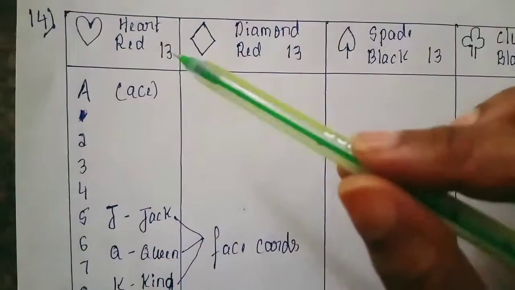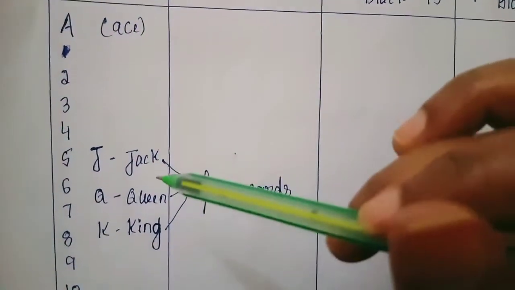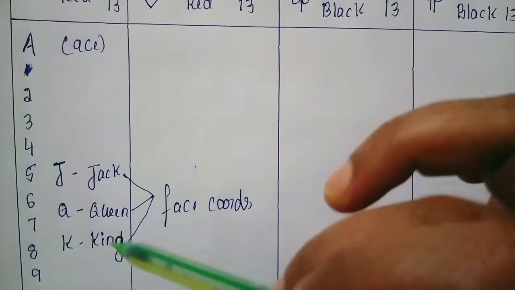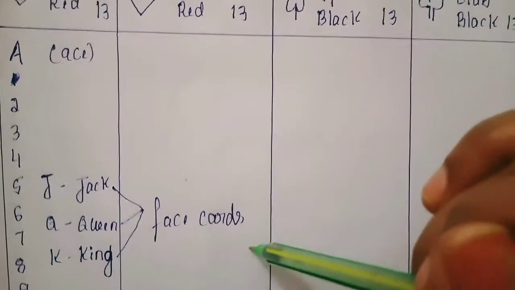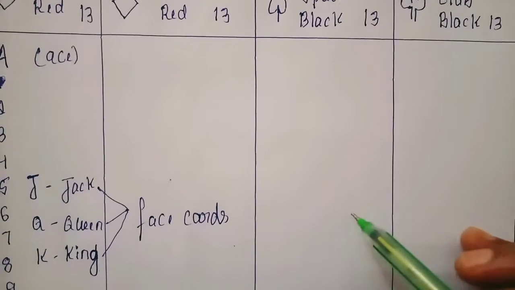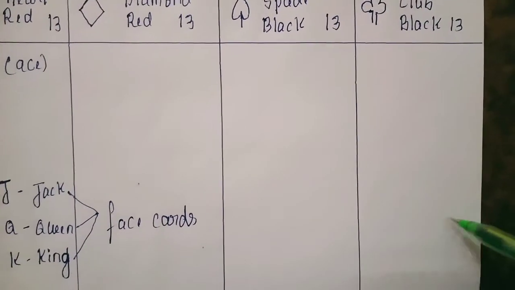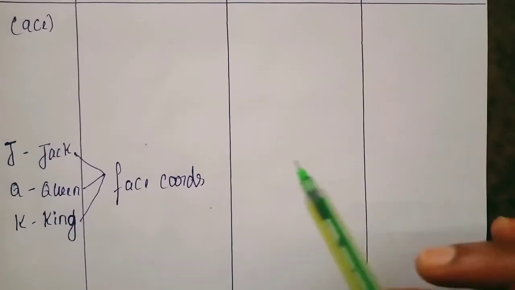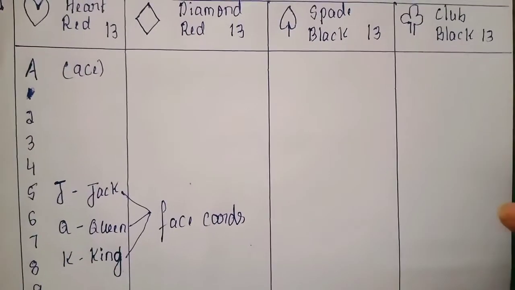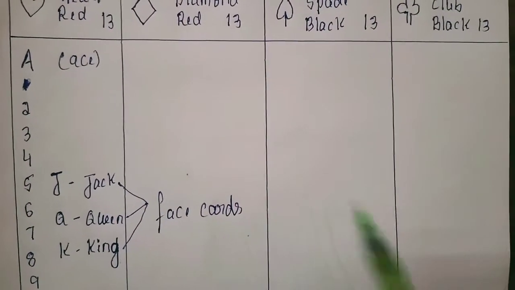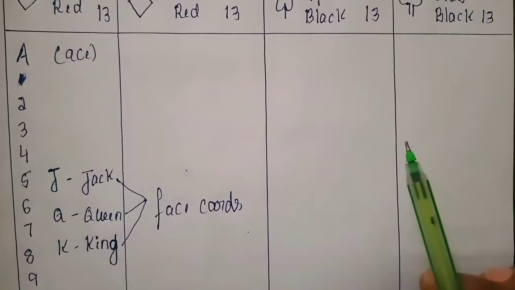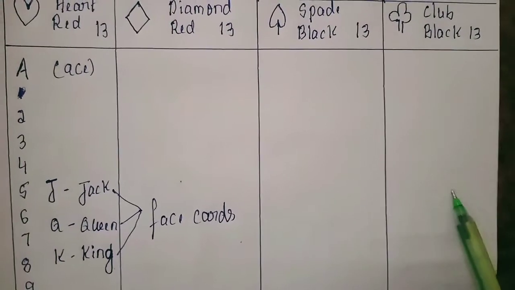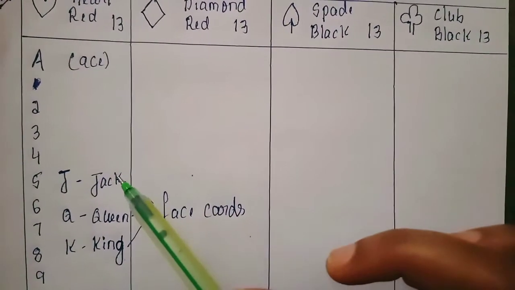Concentrate. So there are 3 heart face cards: jack, queen, king. Similarly, the same jack, queen, king will be available in diamond. Again, there are 3 cards. Same in spade, there will be 3 face cards, and in club also 3 face cards. So in total there will be 3 plus 3 plus 3 plus 3. So 3 fours are 12 face cards. In the total 52 cards, there will be 12 face cards. So out of 12 face cards, 6 face cards will be black and the other 6 face cards will be red.